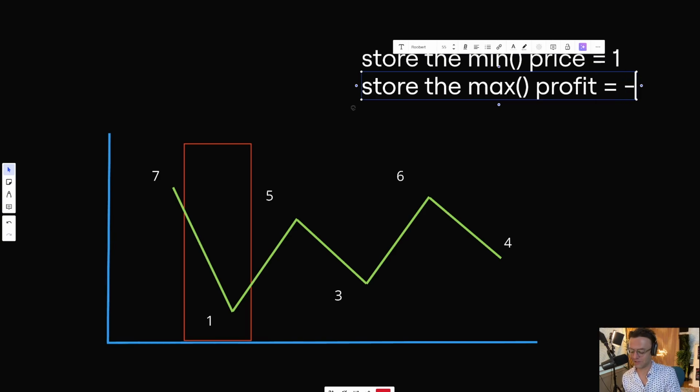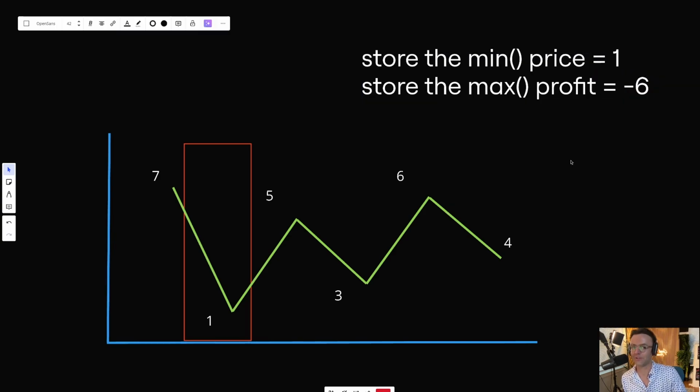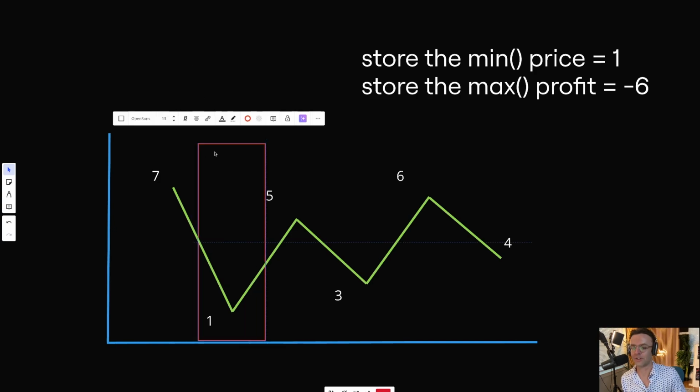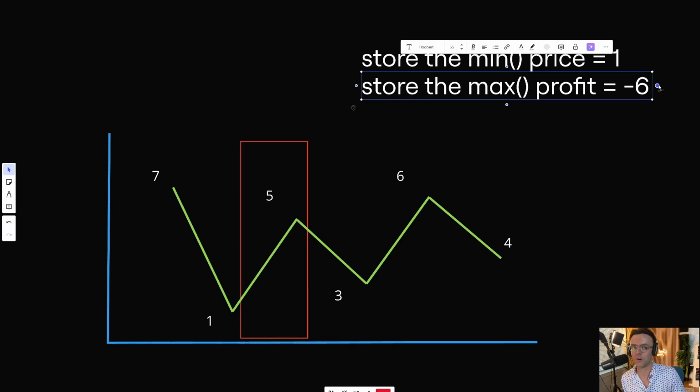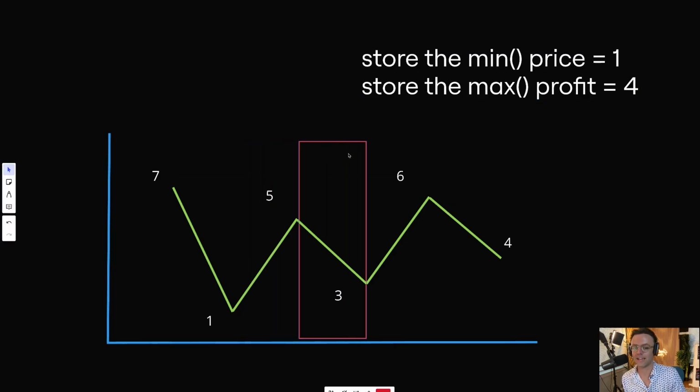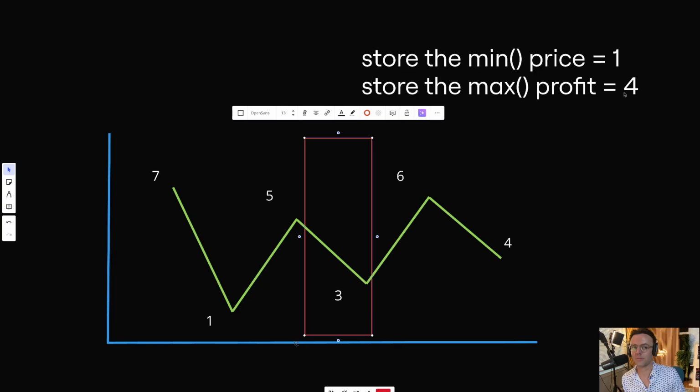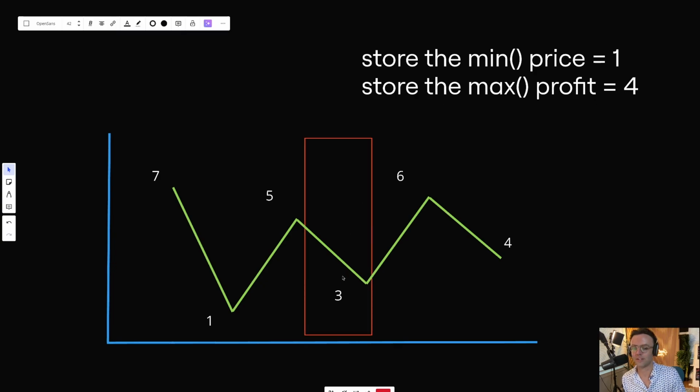It is actually going to be -6, which, as you can imagine, this max profit is definitely going to change. Let's iterate to the next value. Minimum price is not going to change because the minimum price is 1, but the maximum profit is definitely going to change. And 5 minus 1 is equal to 4. And we're going to do the exact same thing, but the maximum profit is not going to change because 3 minus 1 is equal to 2.